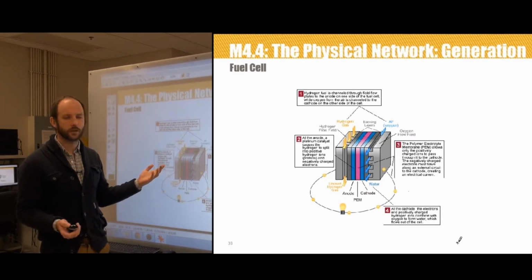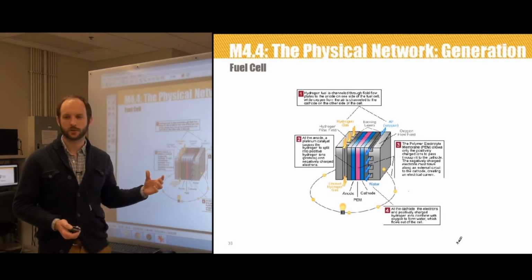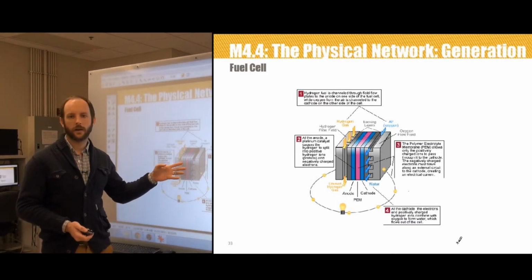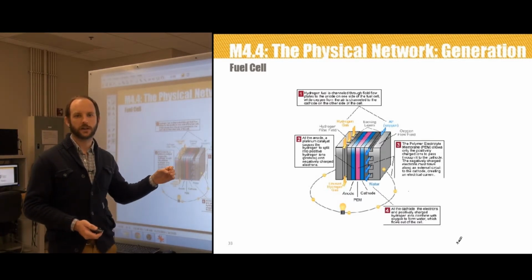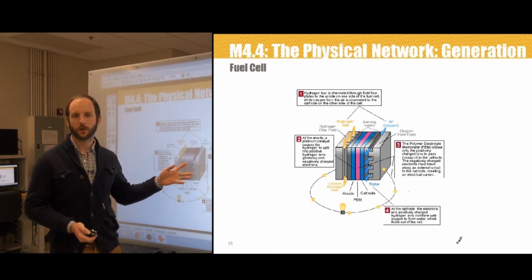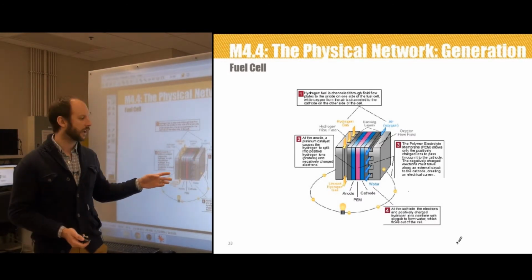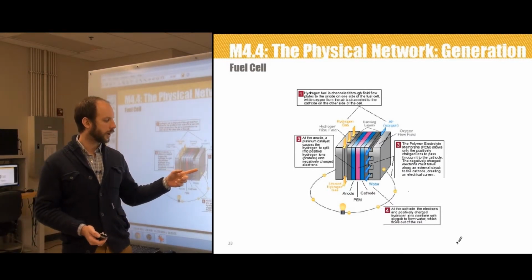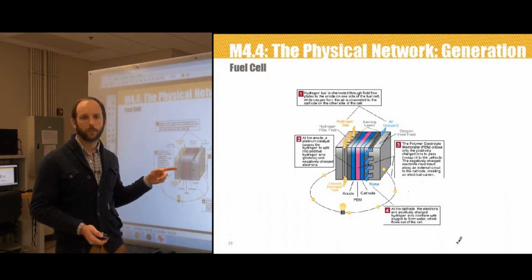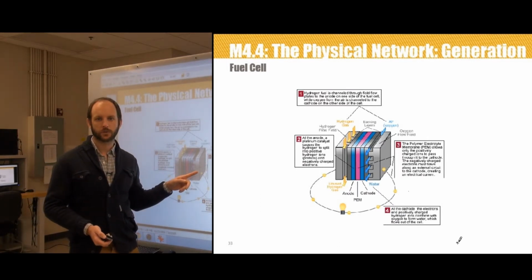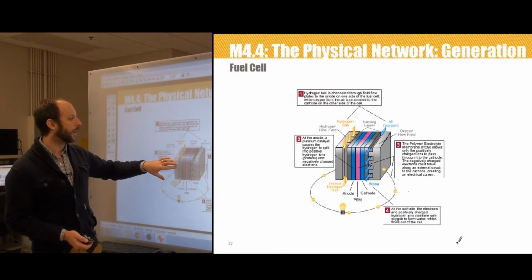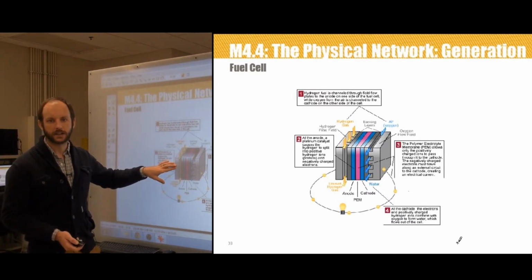A hydrogen atom is just one proton and one electron, so we get these hydrogen ions that are a proton and an electron. We've got a special membrane in between in here. It's called the polymer electrolyte membrane. It allows only positively charged ions to move across this membrane barrier. And so positively charged ions are going to pass through and into the cathode. Negatively charged ions are therefore going to build up on the anode of the device.